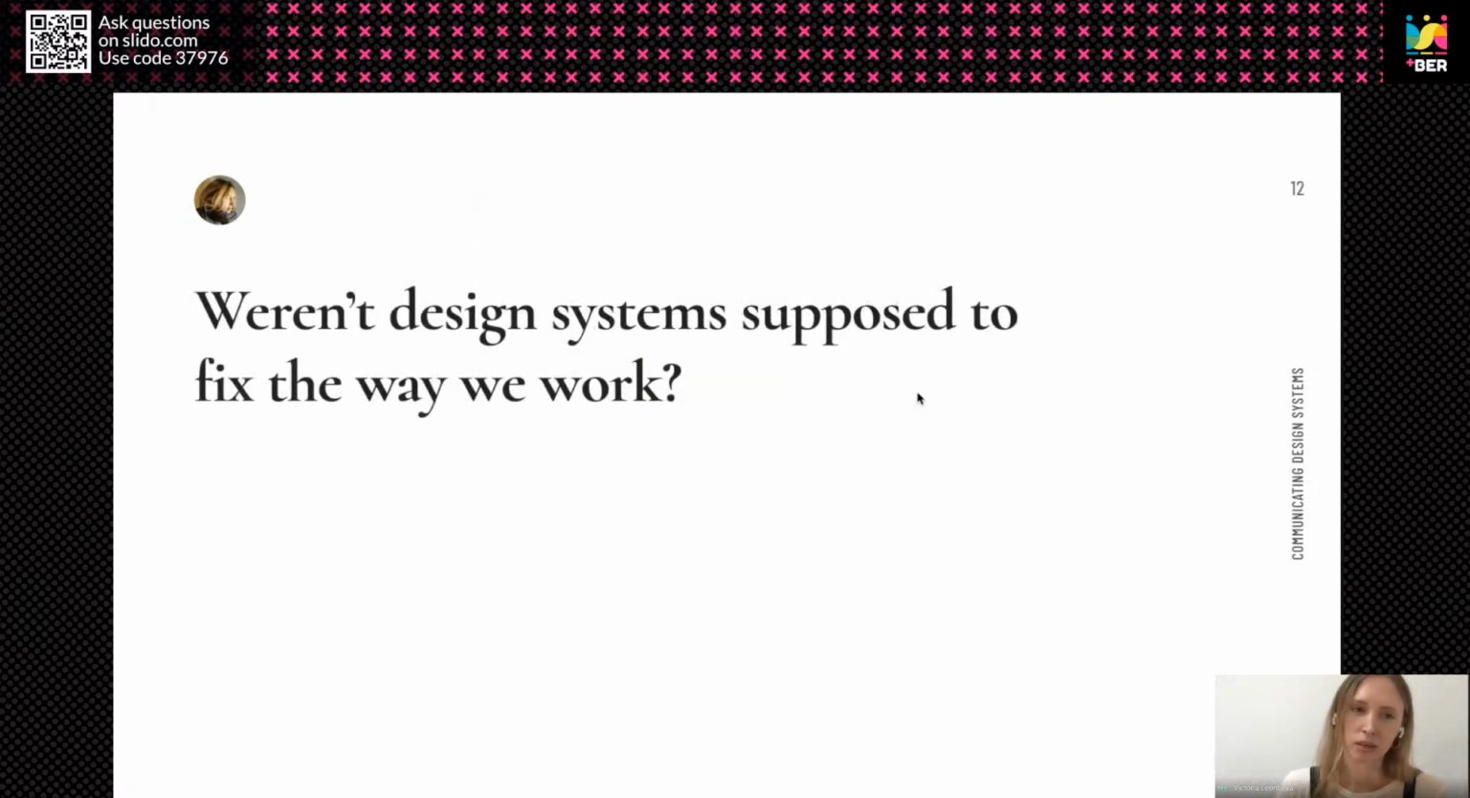Were design systems supposed to fix the way we work? I think they were supposed to close the gap between design and development or engineering. But in fact, they actually create more processes, more communication silos, more communication overhead. And our design tooling is actually still optimized for illustration and graphic design. Does it mean that we should revisit a century-old debate? Should designers code?